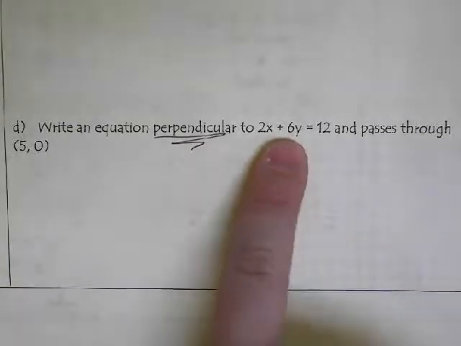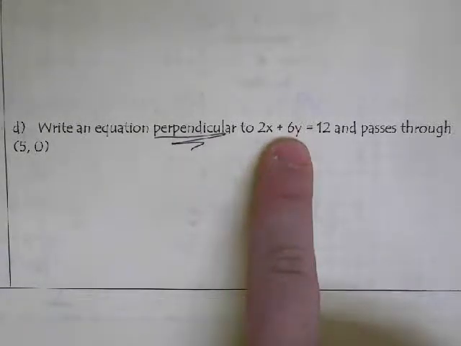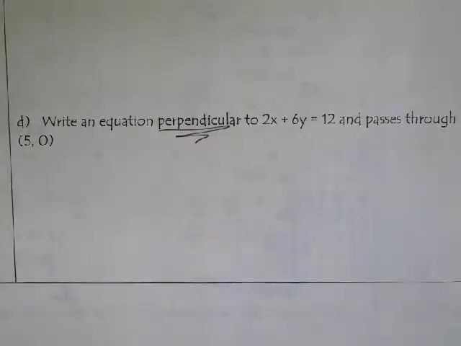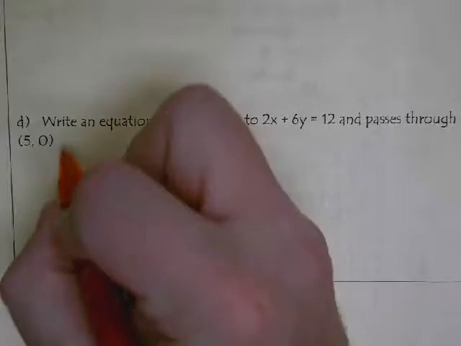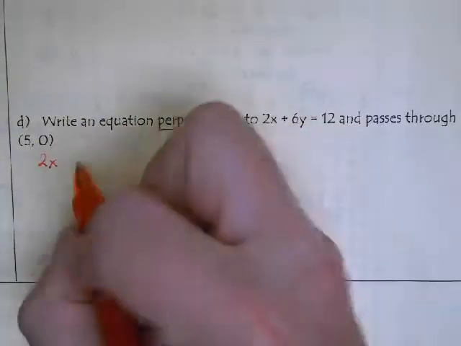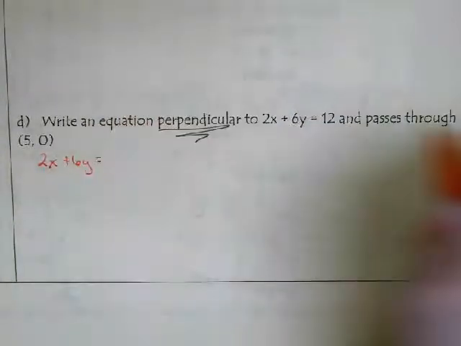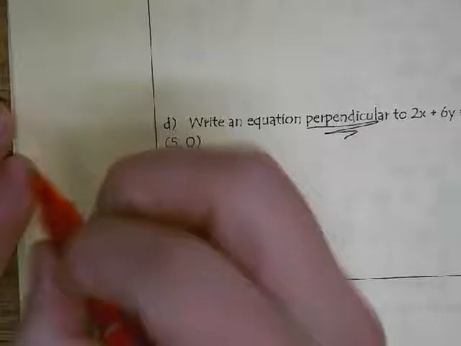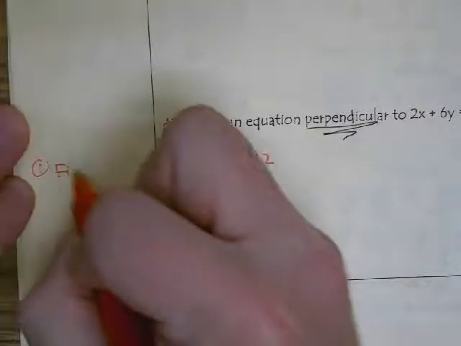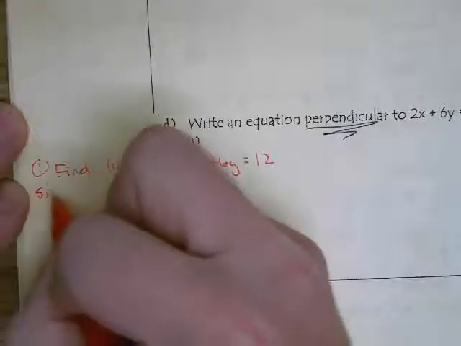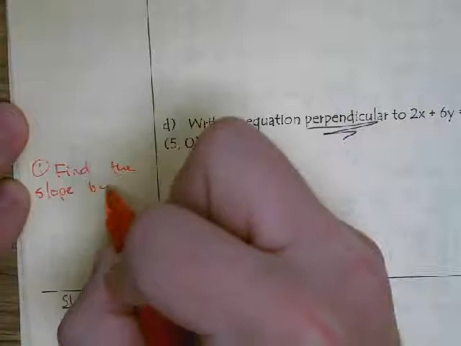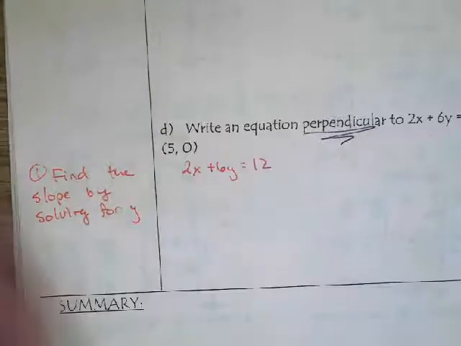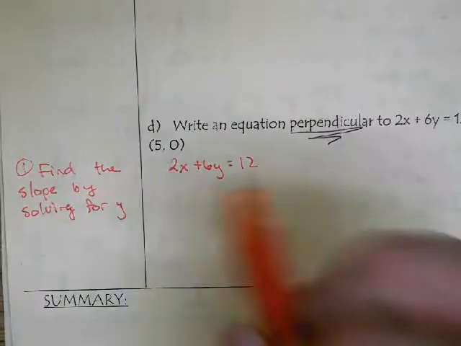Is the slope clear right here? It's not. We've got to see what y equals first. So let's solve for y. I've got to start over here: 2x plus 6y equals 12. So our first step, step 1, is find the slope by solving for y.